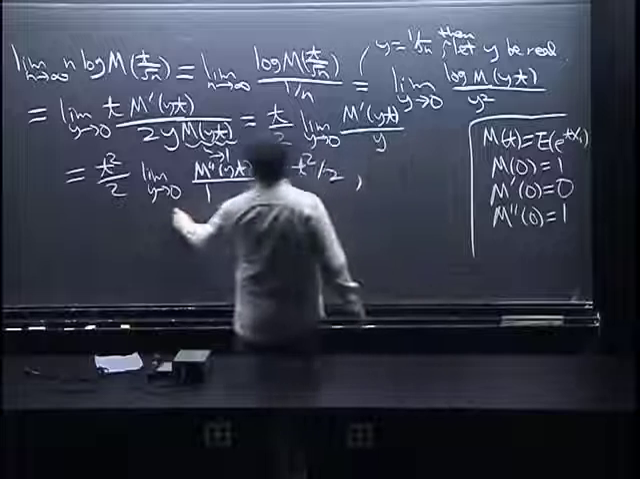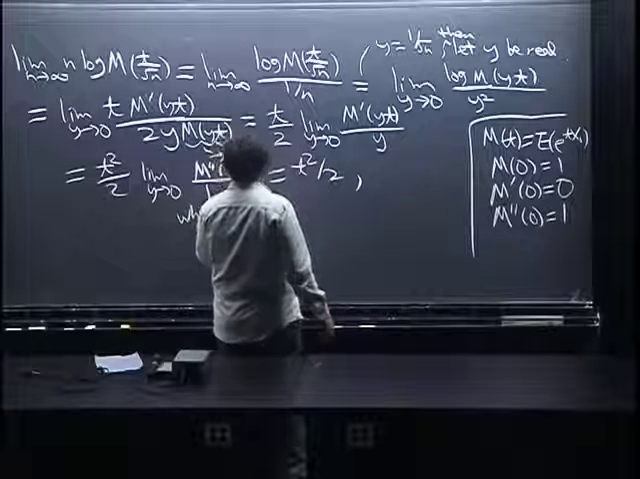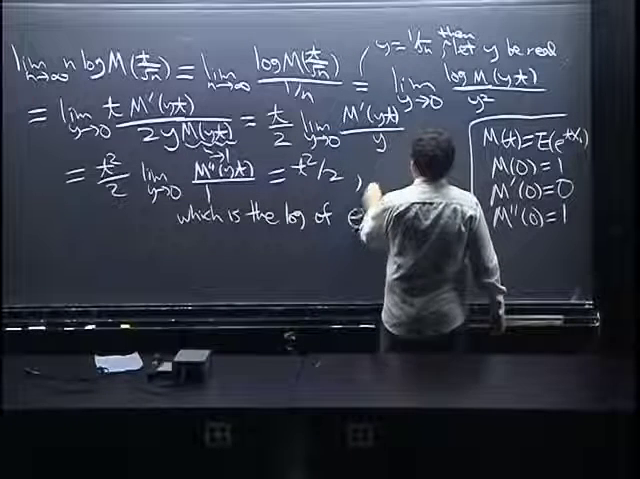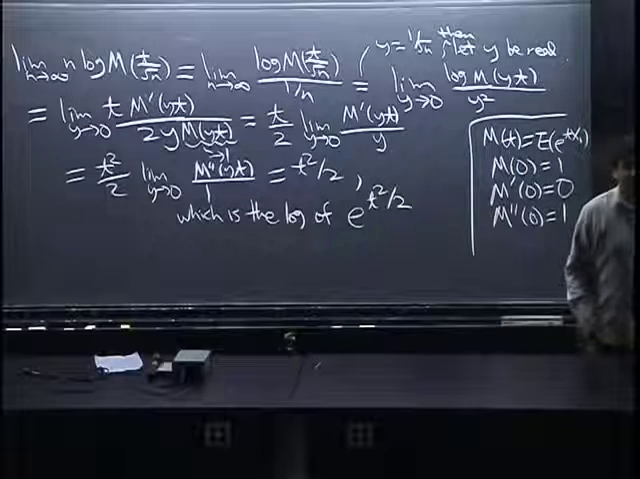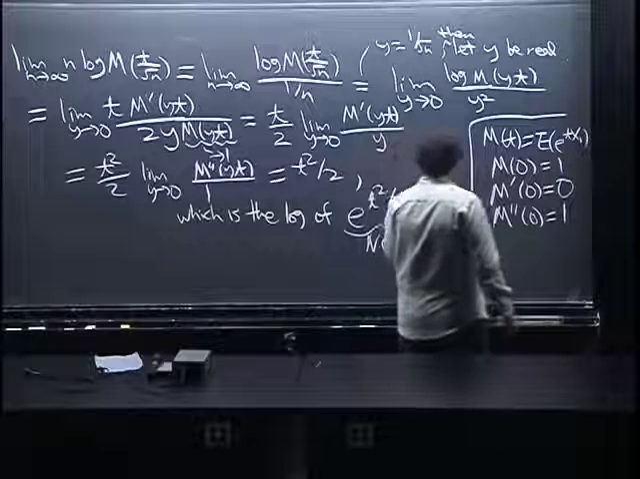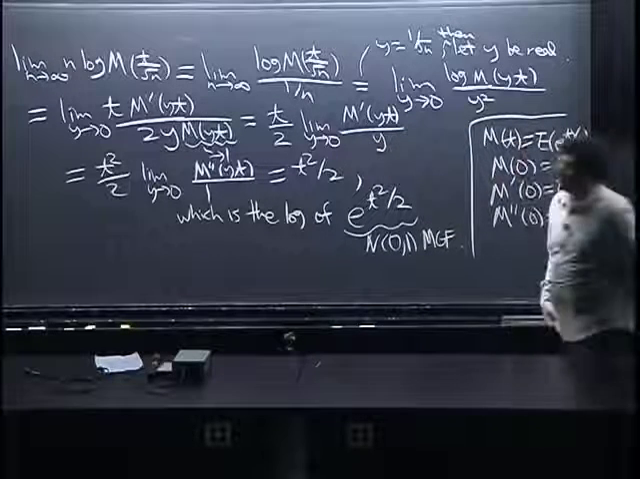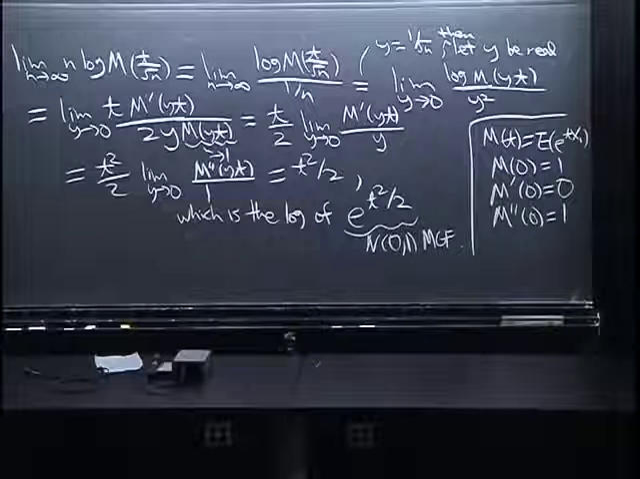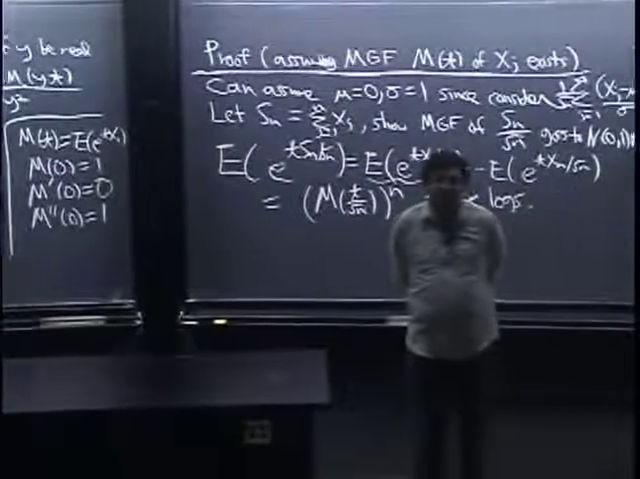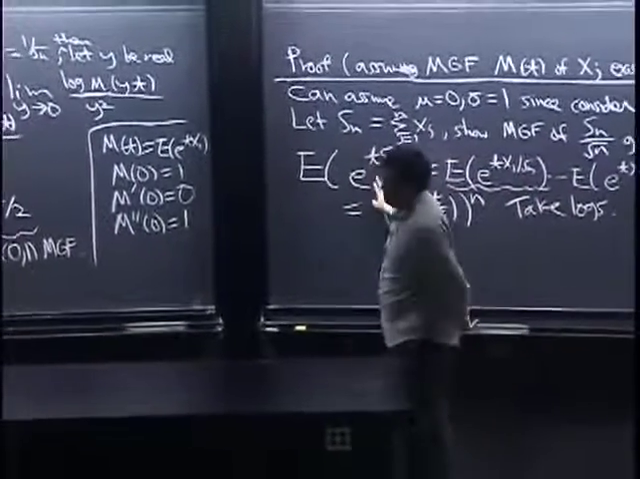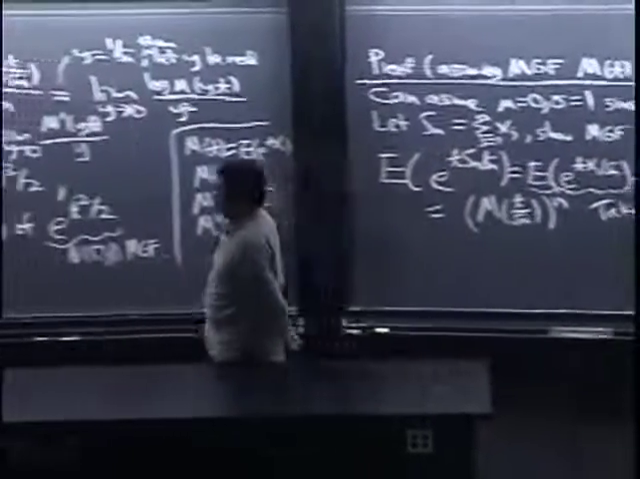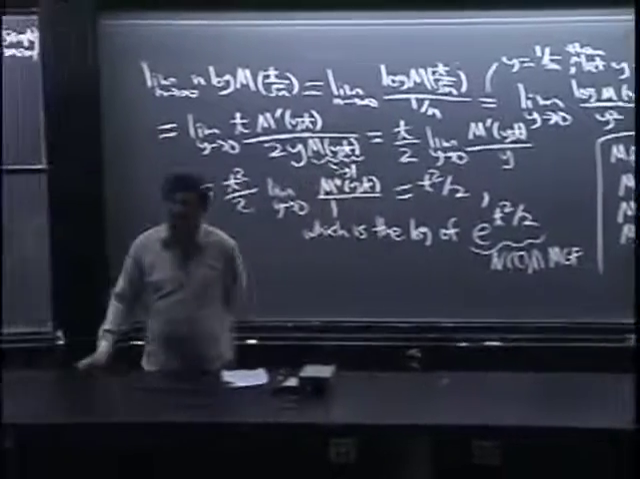Because t squared over 2 is the log of e to the t squared over 2. But e to the t squared over 2 is exactly the normal 0, 1 MGF. So to prove that theorem, and that's the end of the proof of the central limit theorem, all we had to do was use basic facts about MGFs and L'Hopital's rule twice. And then there we have one of the most famous, important theorems in statistics.